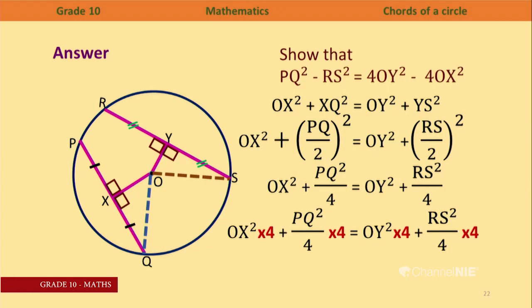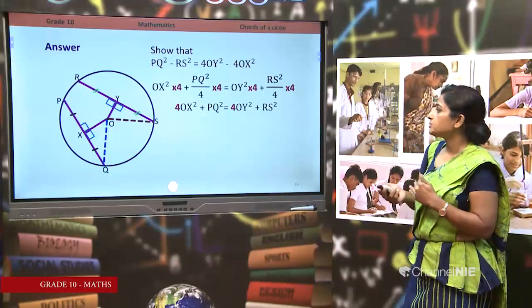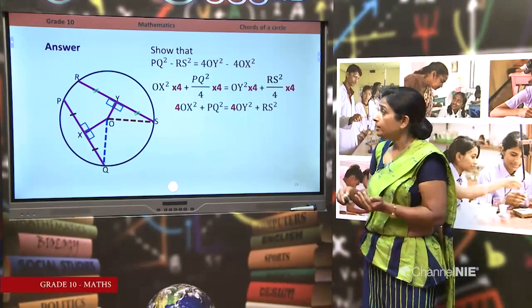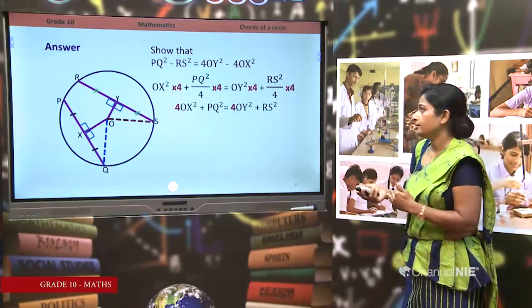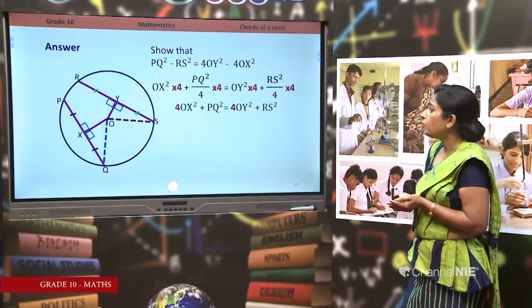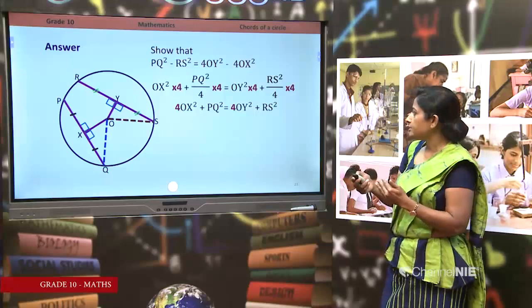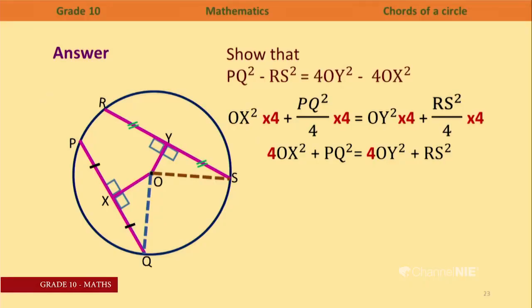OX squared is multiplied by 4, PQ squared over 4 is multiplied by 4, OY squared is multiplied by 4, and RS squared over 4 is multiplied by 4. Our target is removing the denominator 4. So we get 4OX squared plus PQ squared, because the denominator 4 cuts with the multiplied 4, equals 4OY squared plus RS squared.